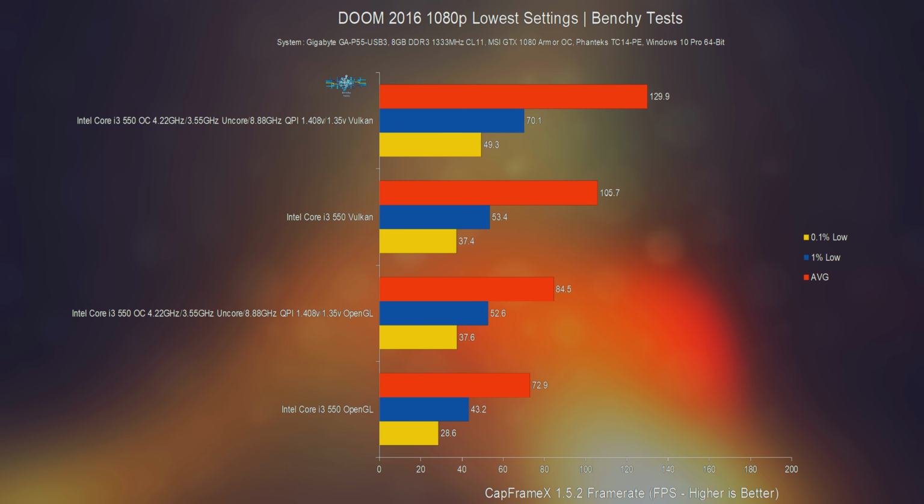That aside, the i3 550 manages 105.7, 53.4 and 37.4 FPS for average, 1% and 0.1% low frame rates respectively at stock clocks in the Vulkan API. The overclock boosts these figures up a fair bit, up to 129.9, 70.1 and 49.3 FPS for average, 1% and 0.1% low frame rates respectively.